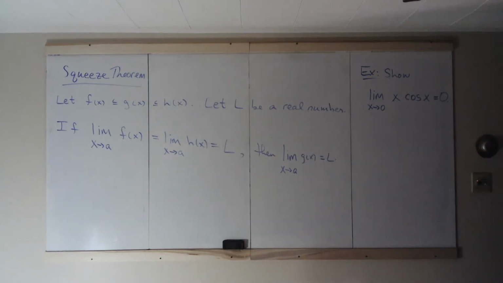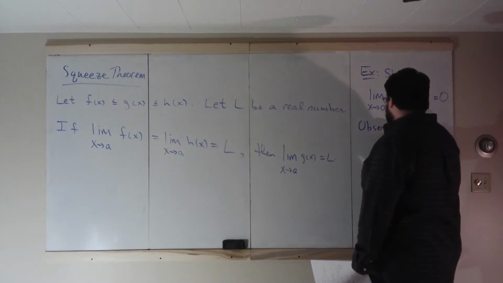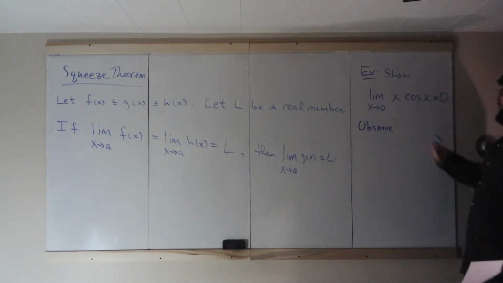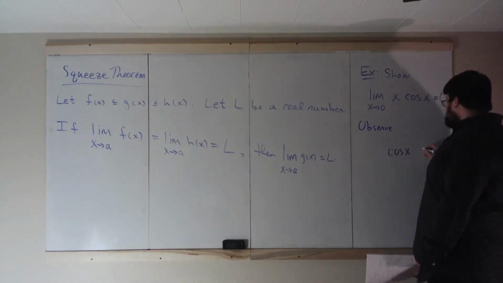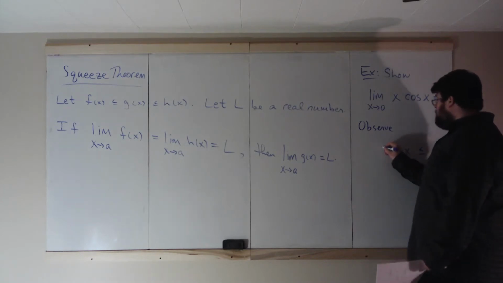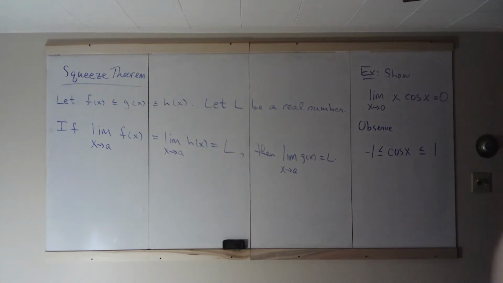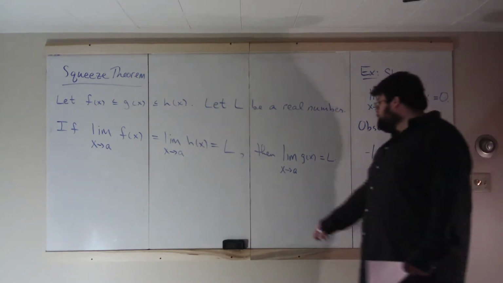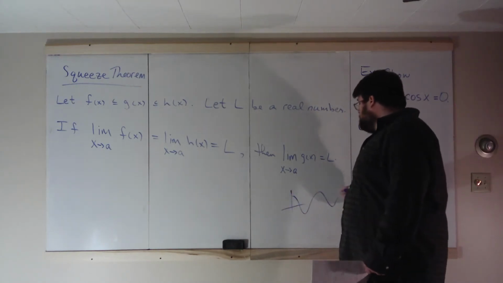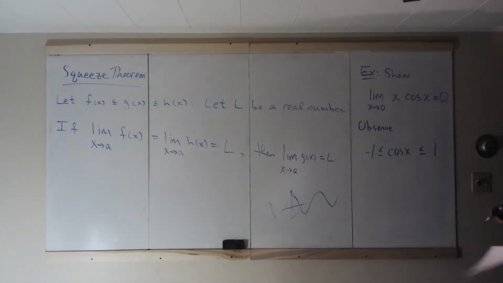But what we can do is use the squeeze theorem. So observe. We want to think about x cosine x, but we know cosine x itself is always between 1 and negative 1. Just look at the graph of cosine x. It's always between 1 and negative 1. Well, that's great.